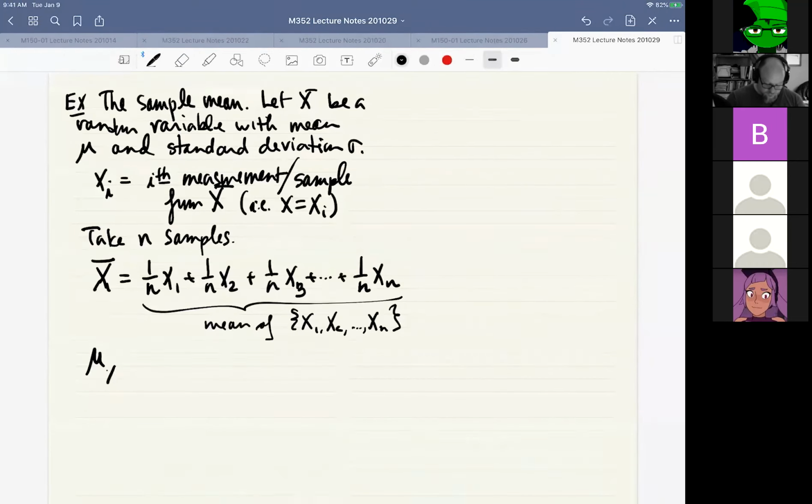So with this new random variable x bar, I can ask, what's the mean of x bar? And what's the standard deviation of x bar? And so we say these of the sample mean. What's the mean of the sample mean? What's the standard deviation of the sample mean? And heck, let's just put the variance in there because we can get the standard deviation from the variance by taking the square root.